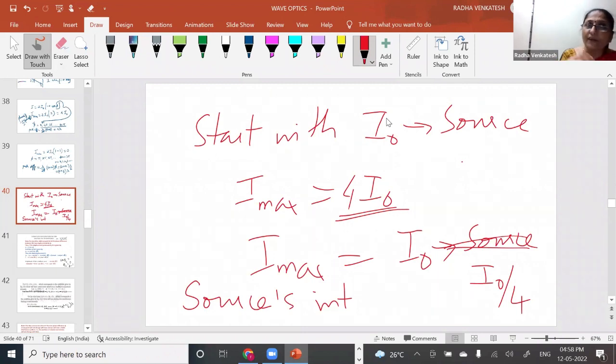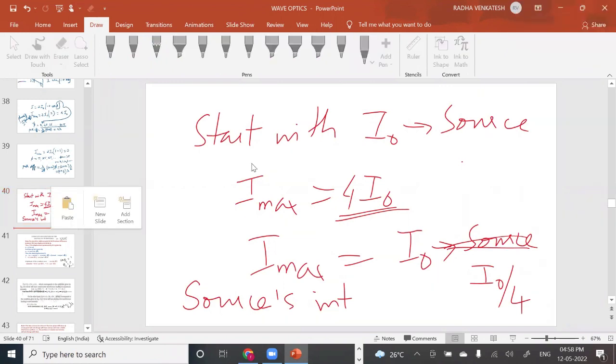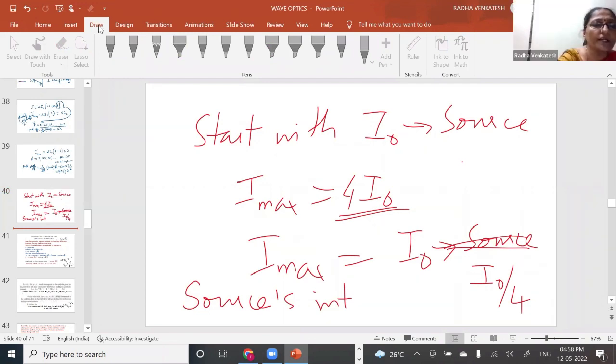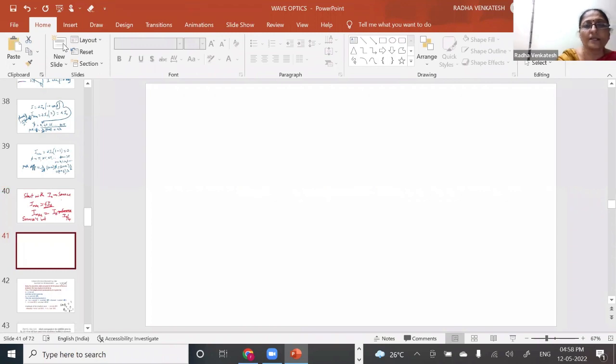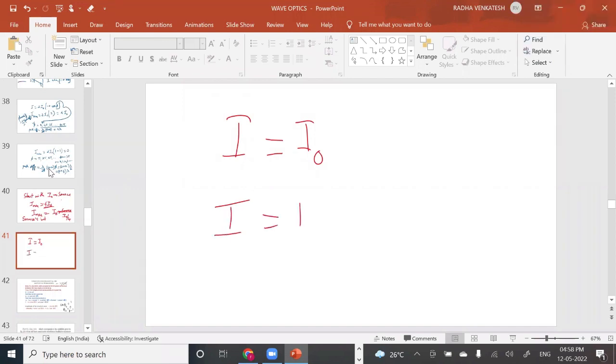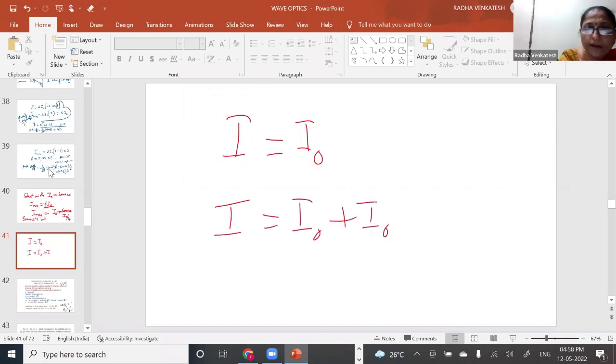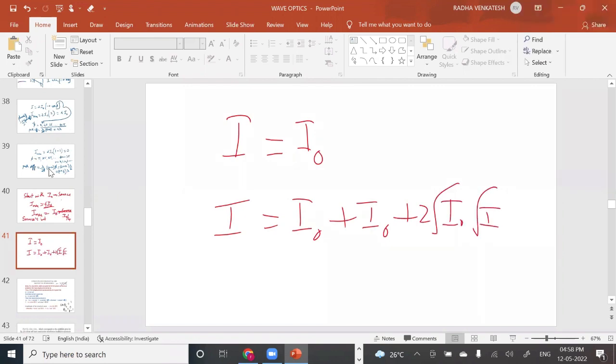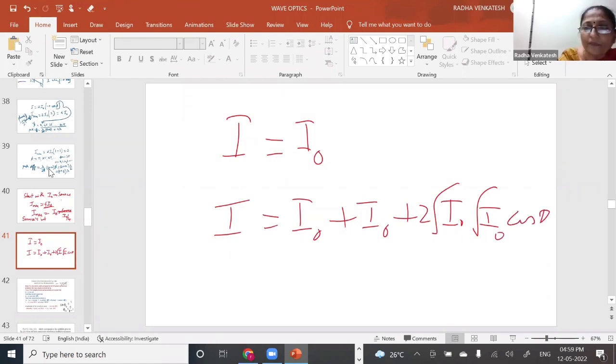They might give you the phase difference or they might give you the path difference. So I should understand that I must use the intensity equation as follows. Earlier for YDSE, we wrote I is equal to I naught plus I naught plus 2 root I naught into root I naught cos phi. Am I right? But now will I use the same I naught or what should I use?